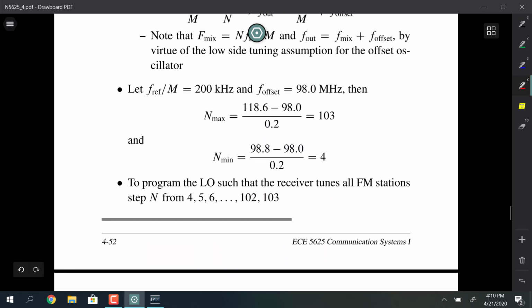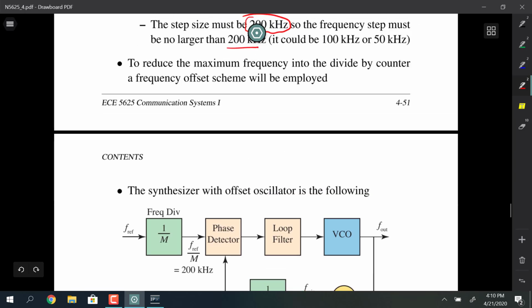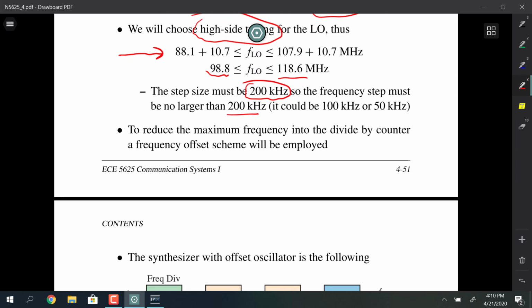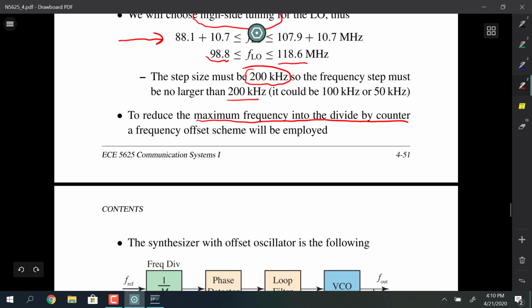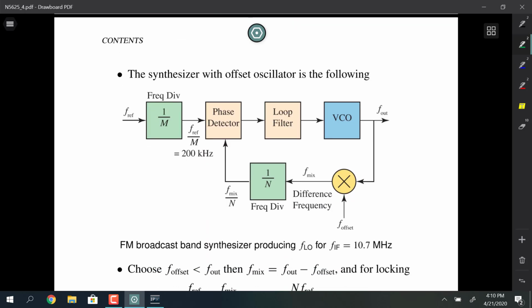So at this point, I segue out, to reduce the maximum divide frequency into the counter. We can use this thing called an offset scheme. And so that looks like this. We take the output of the VCO, feed that into a mixer, which is fed with an offset frequency, and we use that offset frequency along with F out to create a mix frequency, which is going to be the difference frequency.